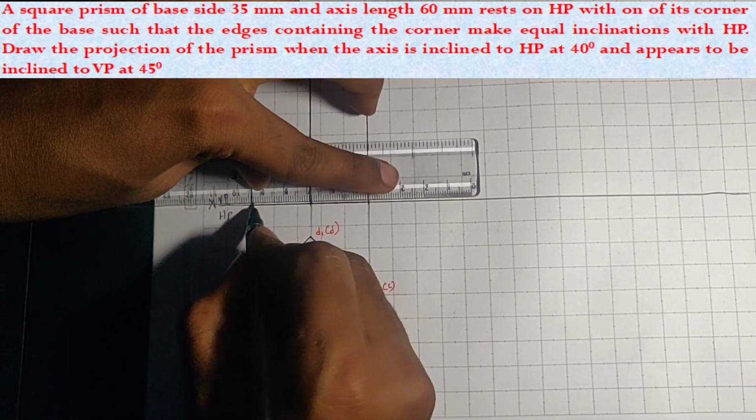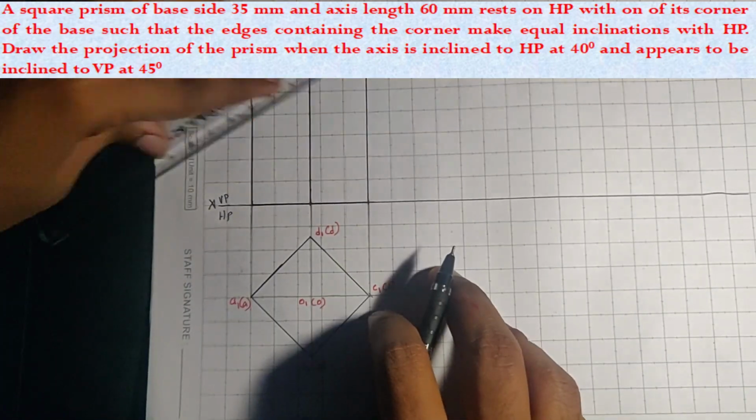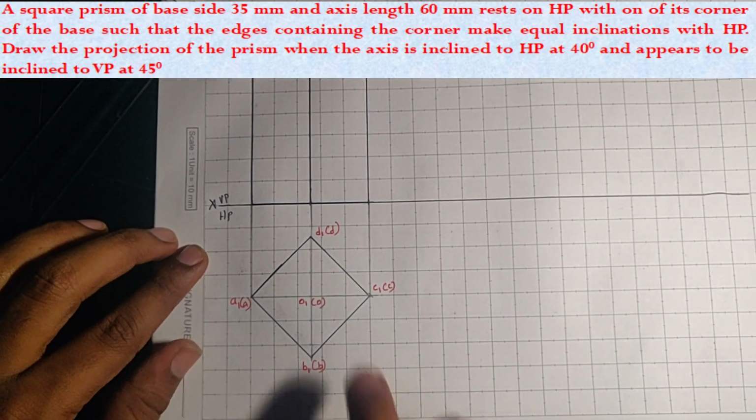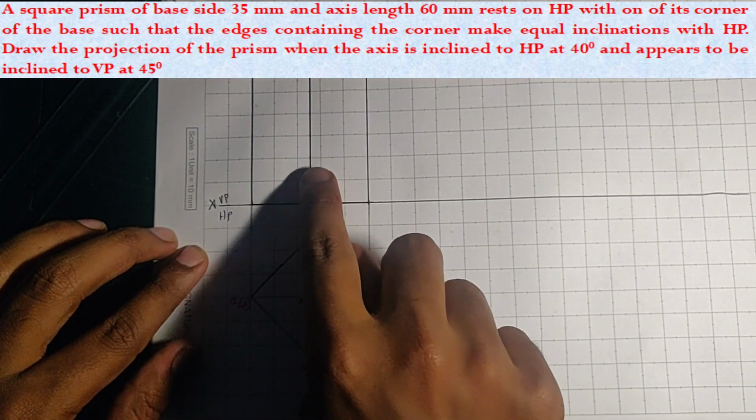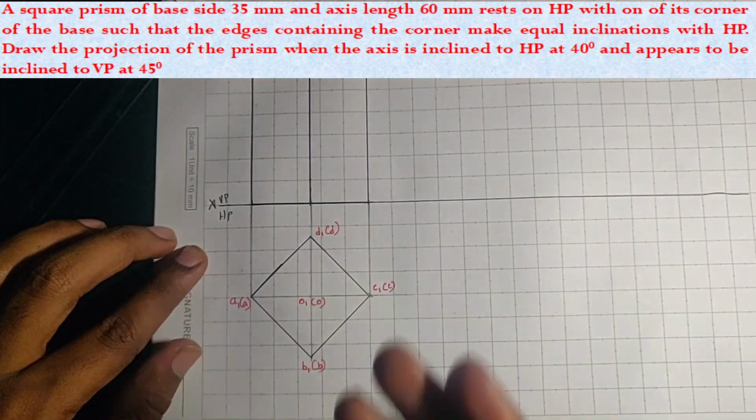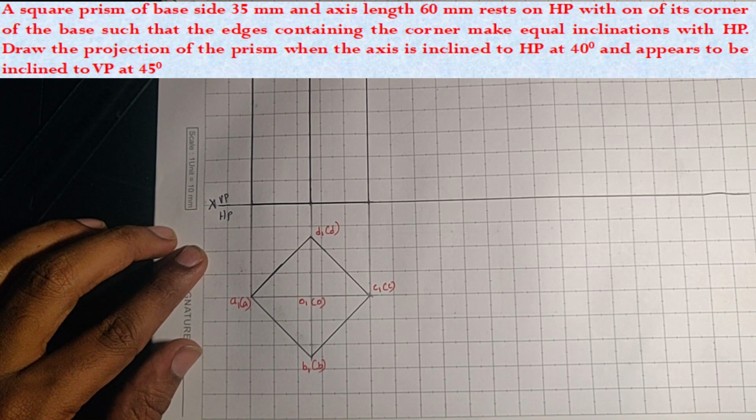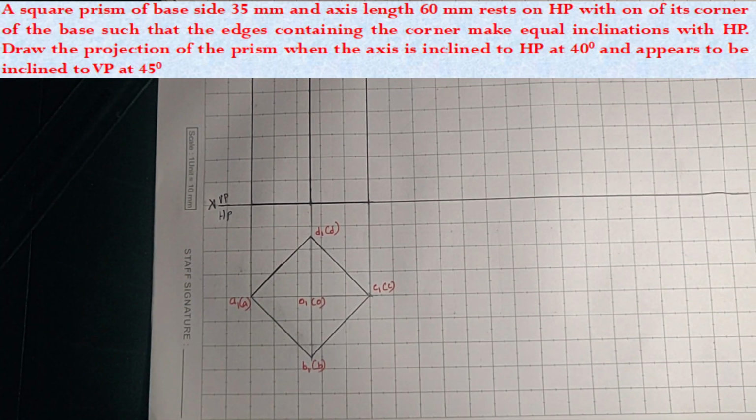Similarly, join the base. By this time you must be knowing how to name this. See, the axis line is overlapping on this. The visible line overlaps the axis line, so the visible line is not hidden here, it is visible, correct?